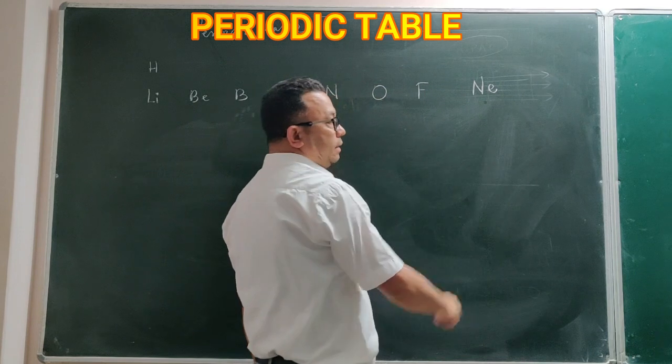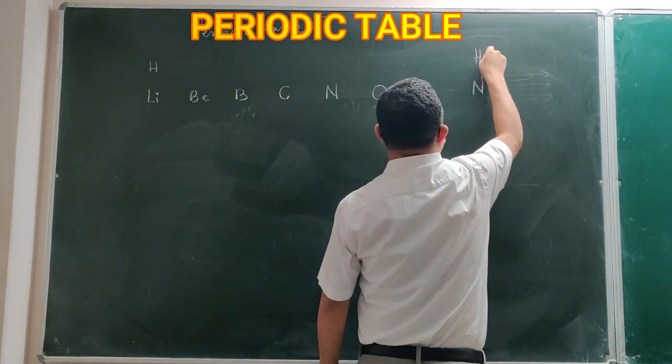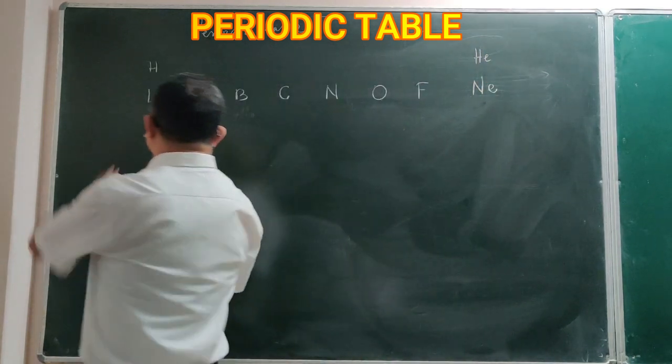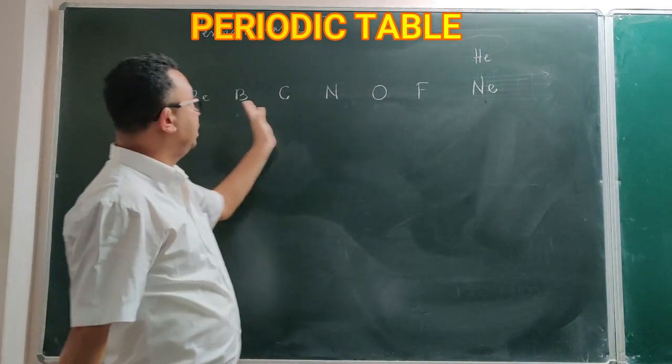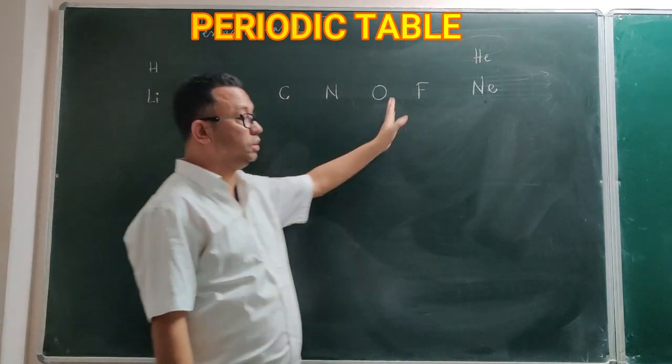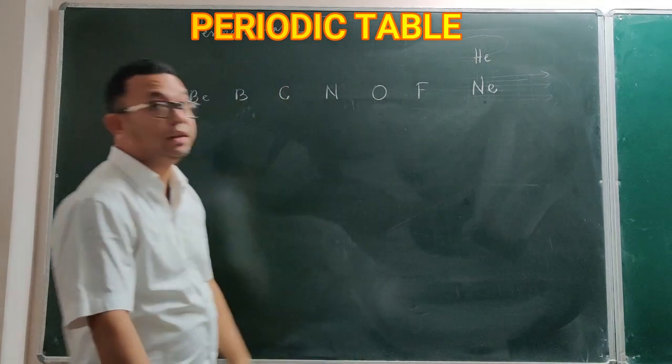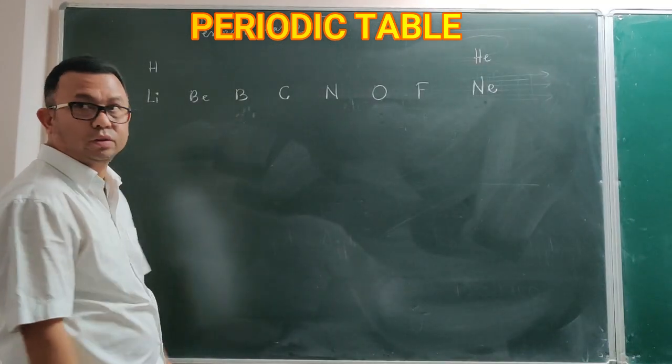Since I am ending here, above that I will be writing helium. So it is hydrogen, helium, then you have lithium, beryllium, boron, carbon, nitrogen, oxygen, fluorine and neon. Now one more period to go.